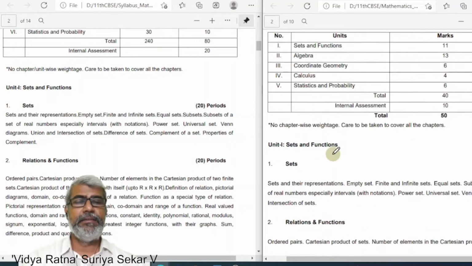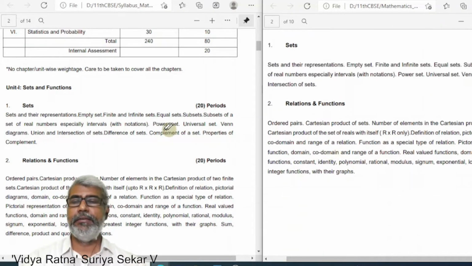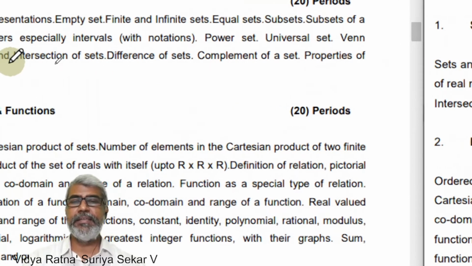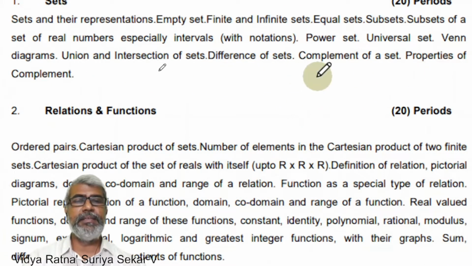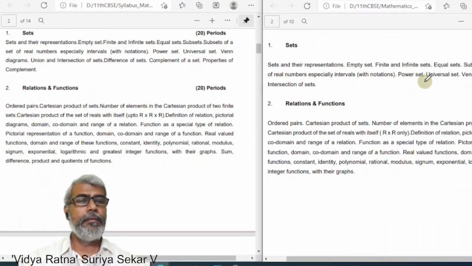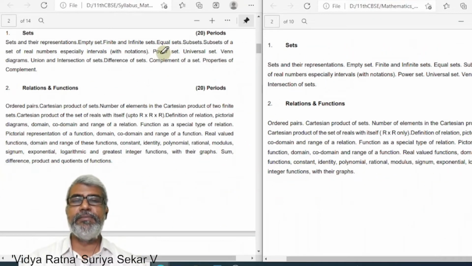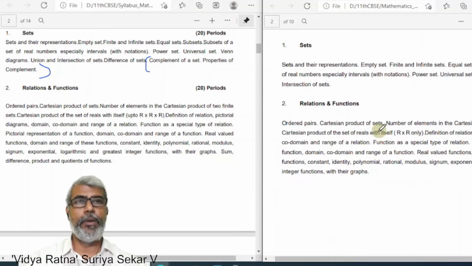Sets and functions. The topics: sets and representation, empty set, finite set, equal set, subset. I'm just comparing both the years. This is the old one and this is the present one. Intersection of two sets. From here on, you can see the difference and complement of a set, and the property. This isn't there in the present year. You can see this isn't there. So the complement of a set and the properties of the complement are deleted. You can see clearly this is the 21-22.